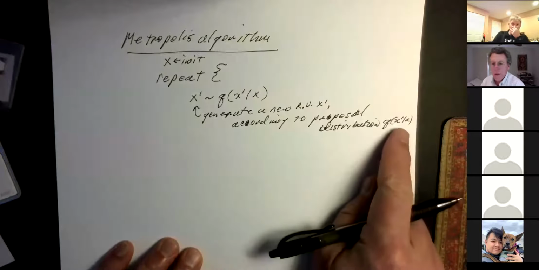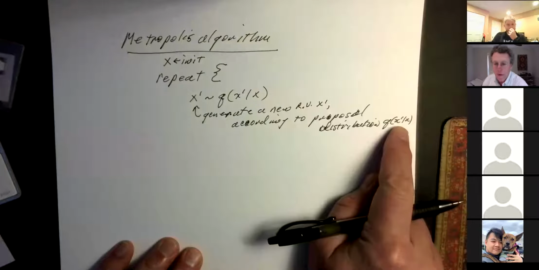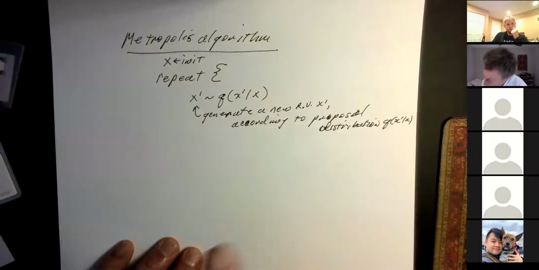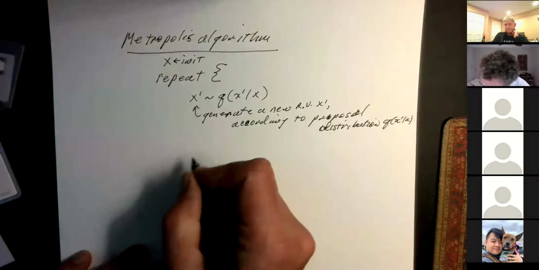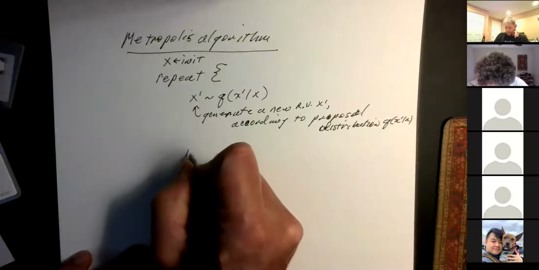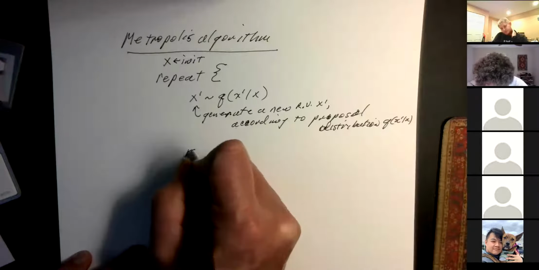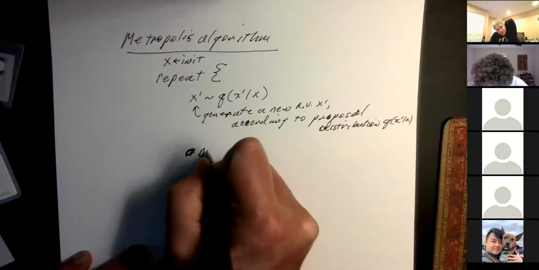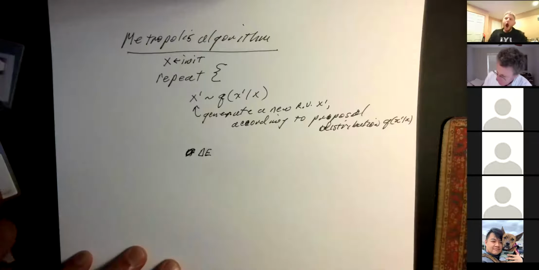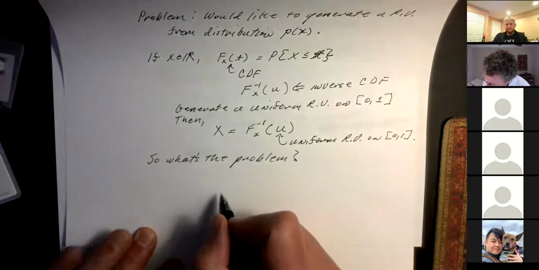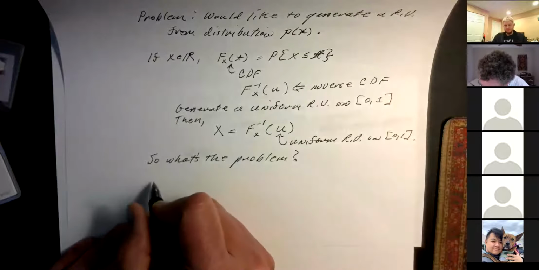Now it's going to turn out that this proposal distribution has to have certain properties. We'll worry about that later. Then what you do is you say, okay, you take this new thing, x prime, and you first calculate delta E. Okay, oh, hold on for a second. I skipped one thing.